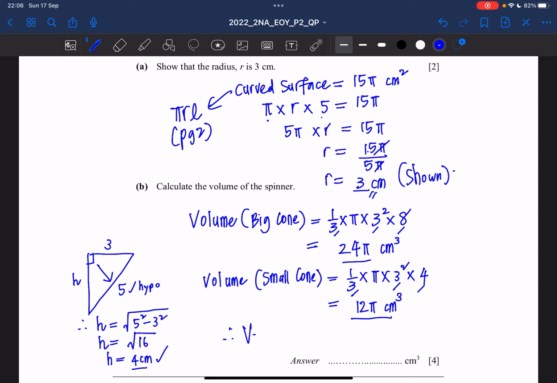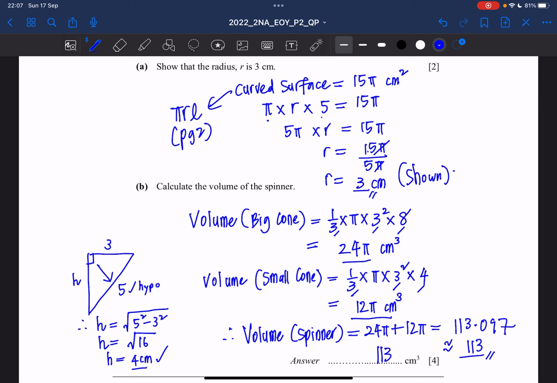So therefore, the volume of the spinner is equals to 24 pi plus 12 pi. So this one you can just make use of your calculator. 24 times pi plus 12 times pi. So the answer is 113.097. So 3 significant figures is 113 centimeter cube.